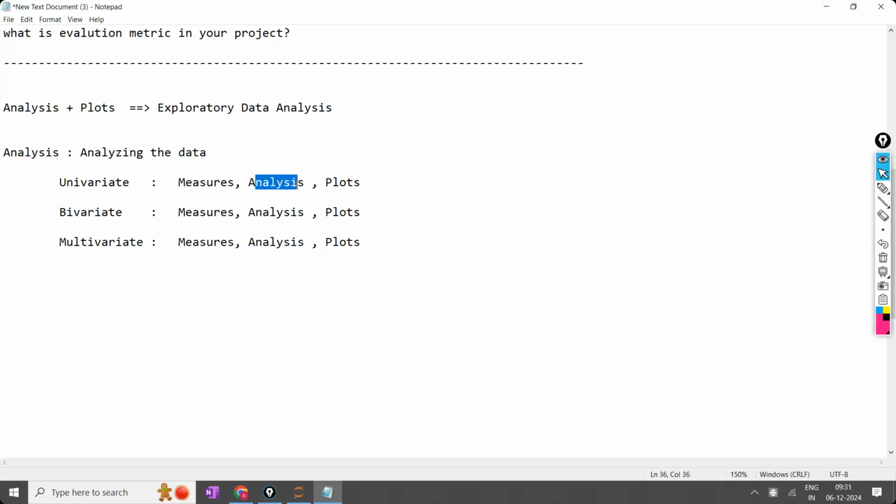After the measures, you will analyze from that. For example, the standard deviation is high here, and the standard deviation is less here. Based on the output you have got from the measure, you are going to observe that and analyze it, which is called analysis. And you are going to apply some plots like histogram, box plots, like this.